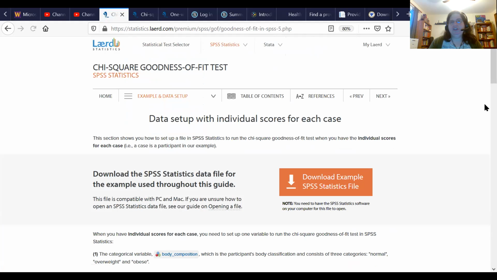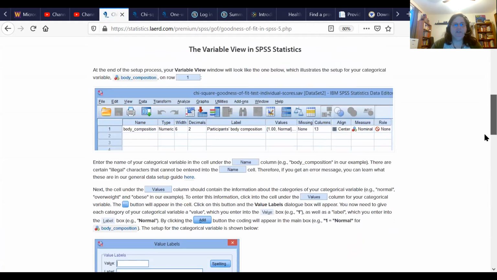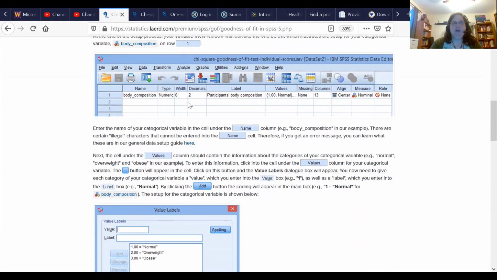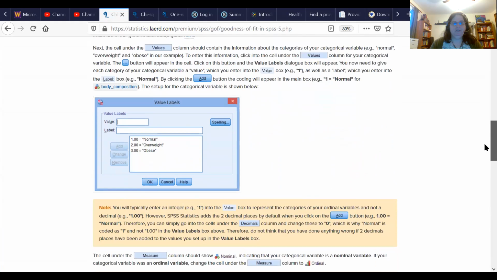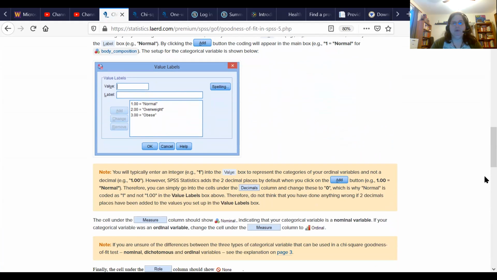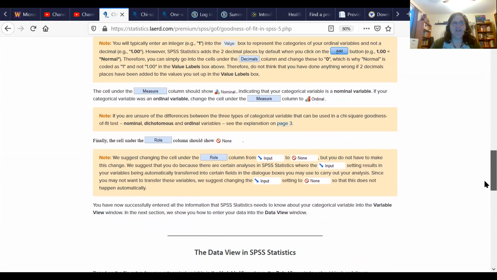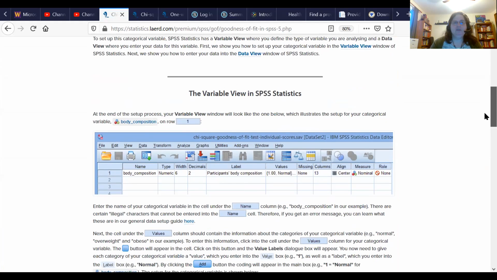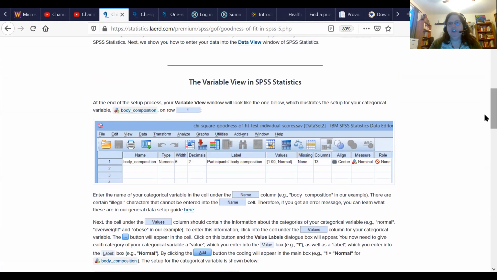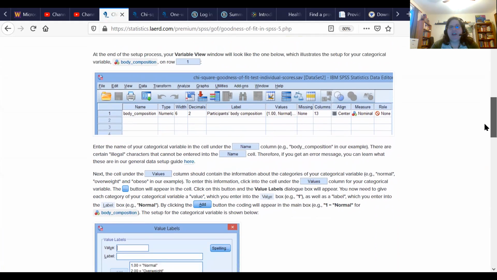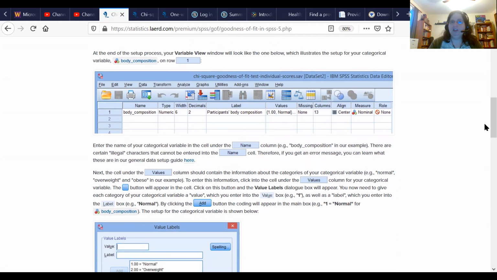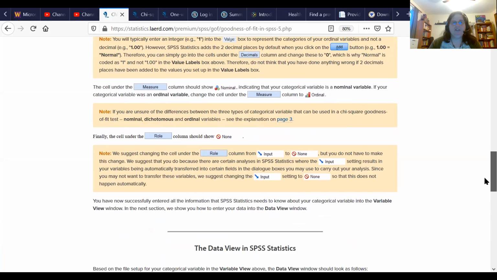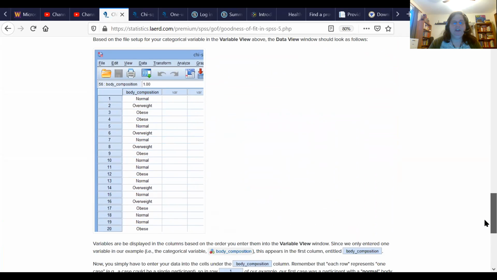Okay. So if you have the individual scores, here's your variable view, the body composition. You have the 1, 2, and 3 for normal, overweight, obese. You're used to that. It's a nominal measure. For a role, they're suggesting you select none. Remember, role is all the way to the right here, none. So I would go ahead and do that. Again, I'm not a big user of the role feature, but I think that makes sense. Go ahead and select none. And here's your data view, just like we saw on the previous page.